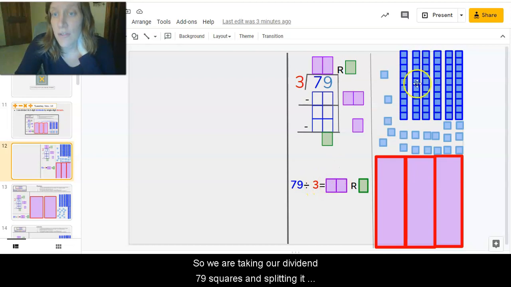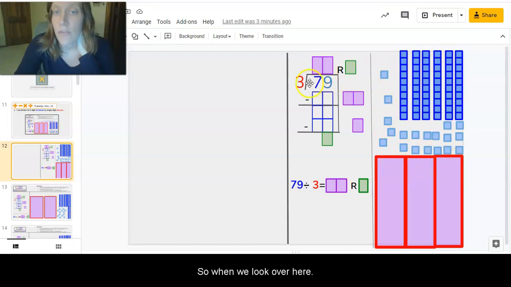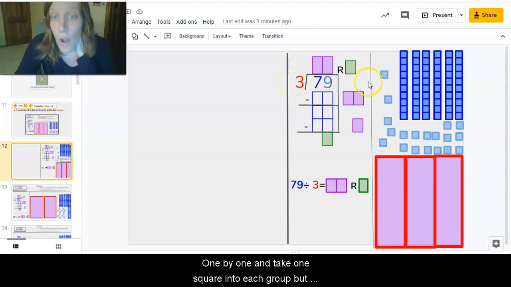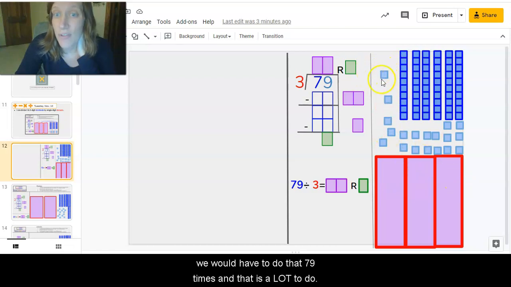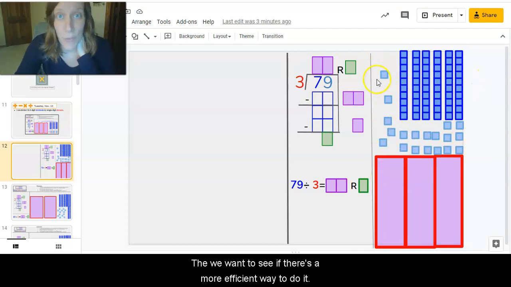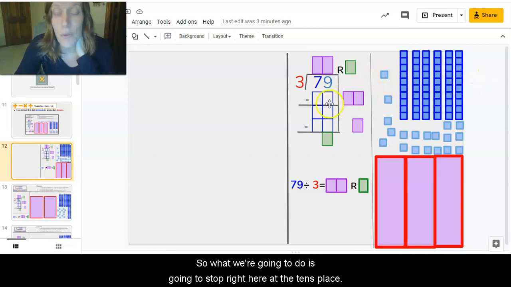So we are taking our dividend, 79 squares, and splitting it into 3 equal groups. So when we look over here, we're looking at 79, which is a way bigger number than 3. We could go one by one and take 1 square into each group, but we would have to do that 79 times, and that is a lot to do. So we want to see if there's a more efficient way to do it. So what we're going to do is we're going to stop right here at the tens place.